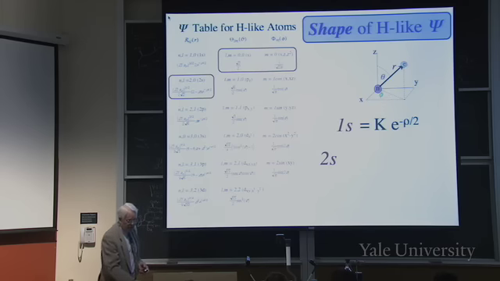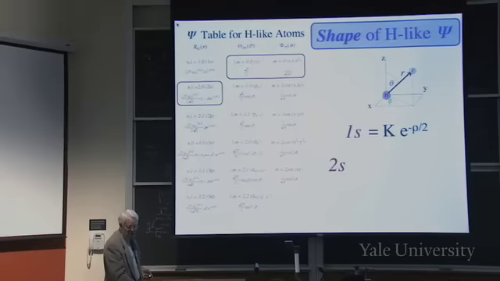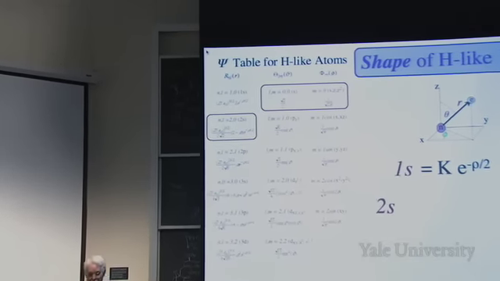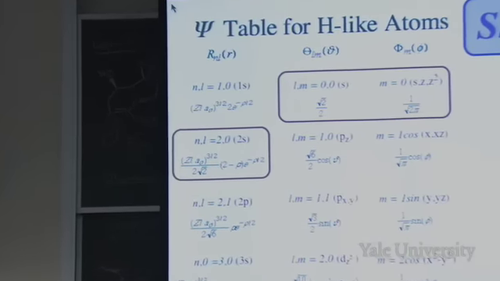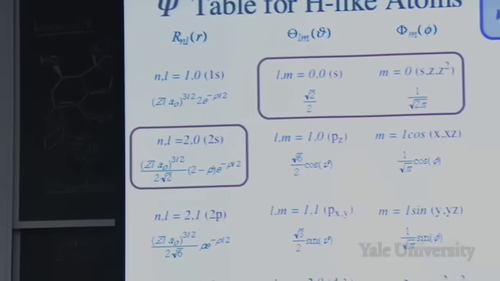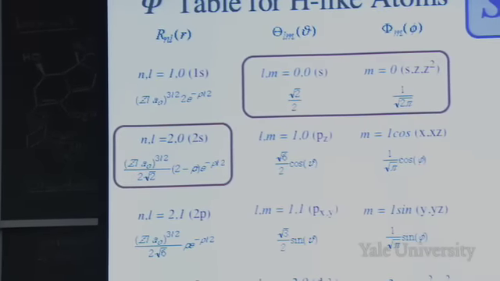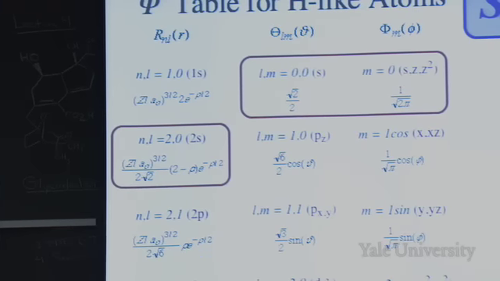Now, what's interesting? There are a bunch of constants that are going to make it normalized. So that's a constant, just like they were before. This is a constant, that's a constant. But this part is interesting. 2 minus rho times e to the minus rho over 2. That's the function that we're interested in. 2 minus rho times e to the minus rho over 2.